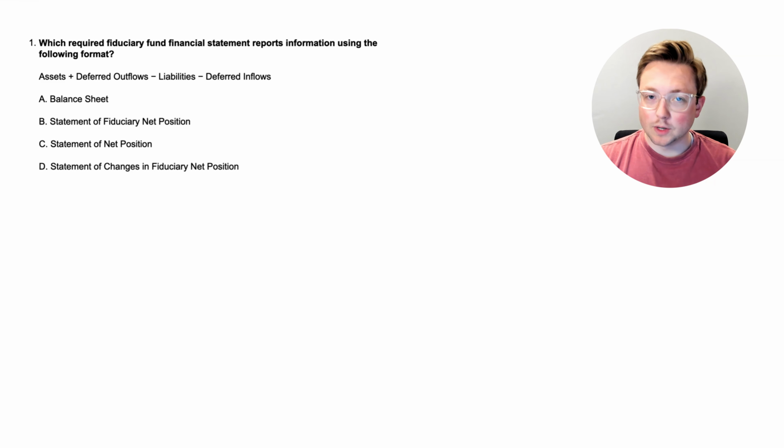Okay, here we are at question 1. Which required fiduciary fund financial statement reports information using the following format? Assets plus deferred outflows, less liabilities, less deferred inflows. So that is some kind of equation that's used in some kind of fund financial statement. Is it the fund financial balance sheet? Is it the statement of fiduciary net position? Is it the statement of net position? Or is it the statement of changes in fiduciary net position? So which one of these, again, is going to use this specific format?